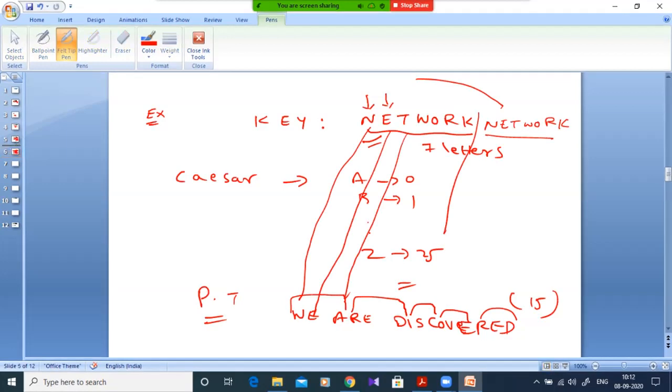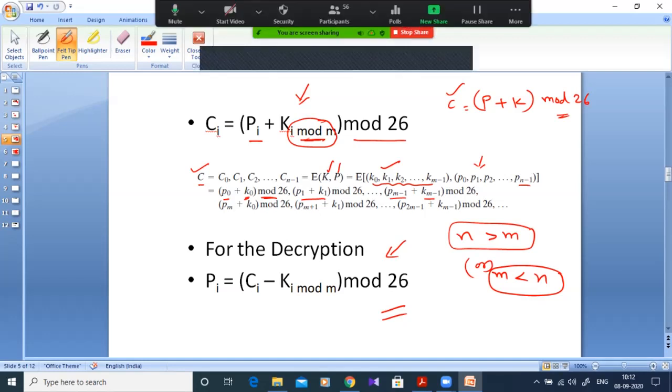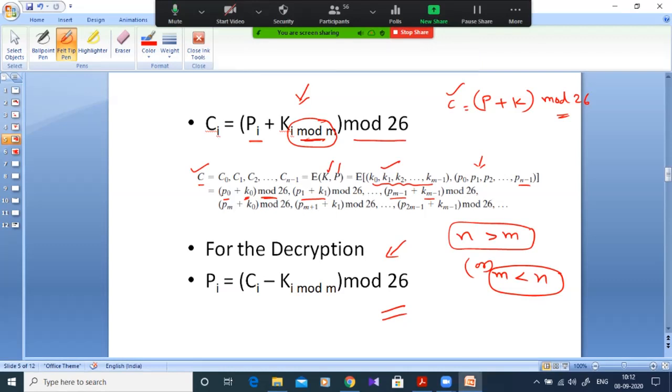Now, how to get the ciphertext? For that, the concept is similar to the Caesar cipher. For A to Z, we have to give the numbers, starting with 0, 1, 2, 3, 4, 5, 6, 7, 8, 9, 10, 11, 12, 13, 14, 15, 16, 17, 18, 19, 20, 21, 22, 23.